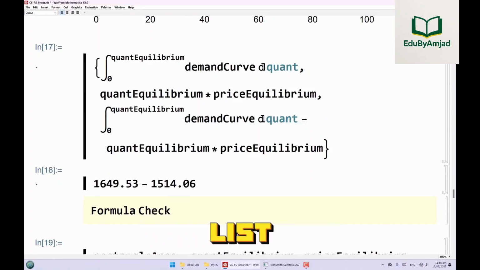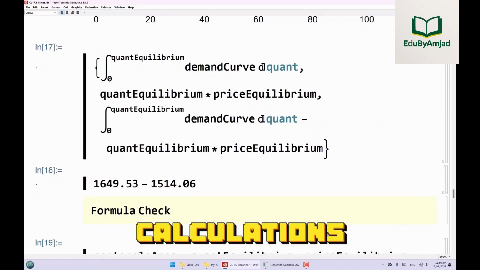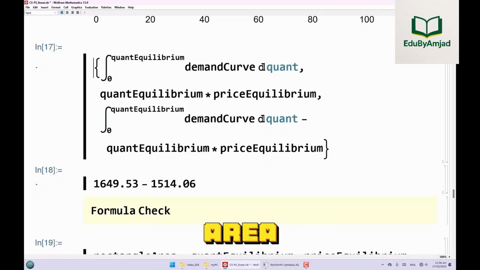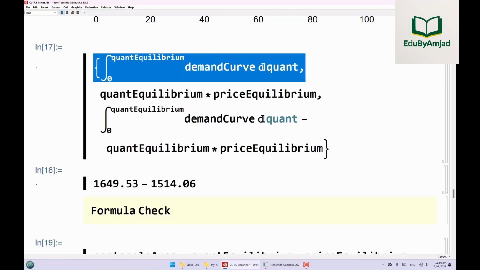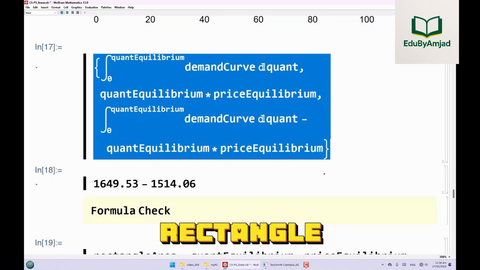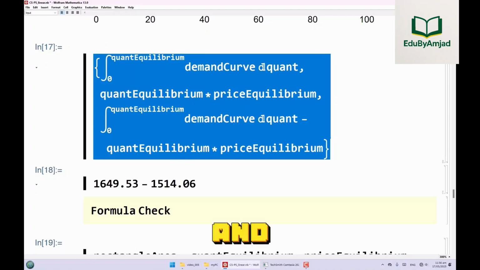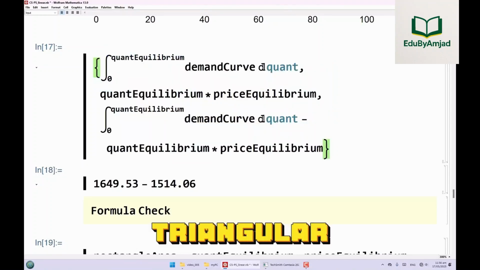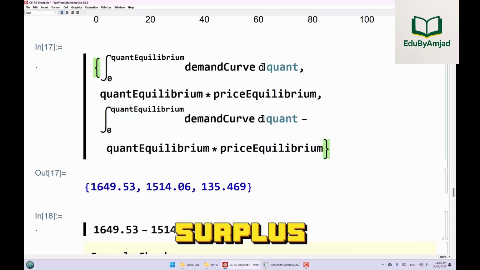This is a Mathematica list showing us 3 calculations. The first element is the integration part, which is the whole area under the demand curve. The second element is the area of the expenditure rectangle. And the third element is the difference between the two, giving us the triangular area, which is consumer surplus.